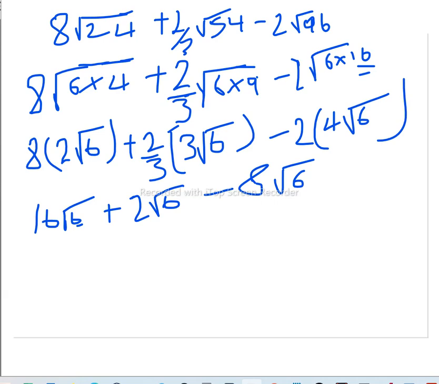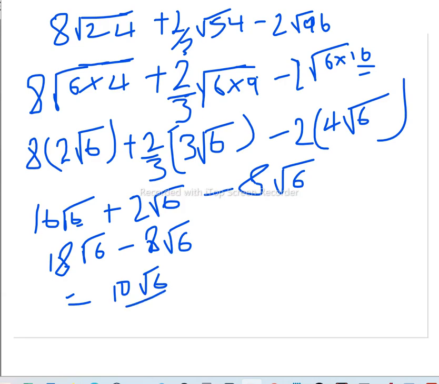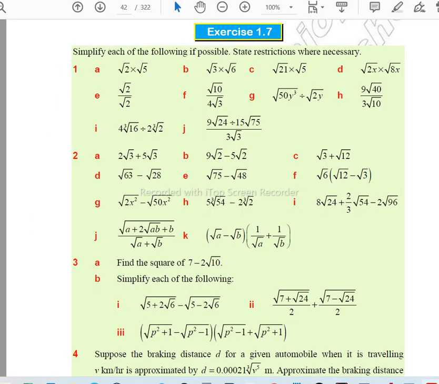Here, since they have the same radical and the same index, we will simply add 16 plus 2, which gives 18 square root of 6, minus 8 square root of 6. When we subtract 8 from 18 we get 10 square root of 6. So this is the final answer for this equation.